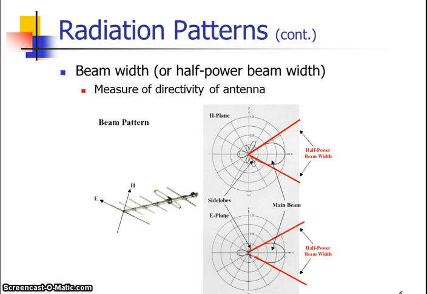Beamwidth or half power beamwidth is a measure of the directivity of an antenna. This is one more concept in discussion with the antenna. If we can see, these are the beamwidths related to the antenna.